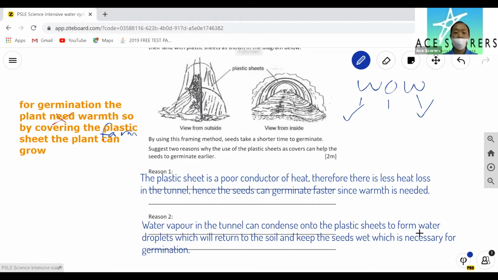Okay, basically, I want to end with they all will help the seeds germinate faster. Having the plastic sheet, I will always end with hence this will help it to germinate faster. So water vapor condenses to form water droplets. They'll drop back, yeah.